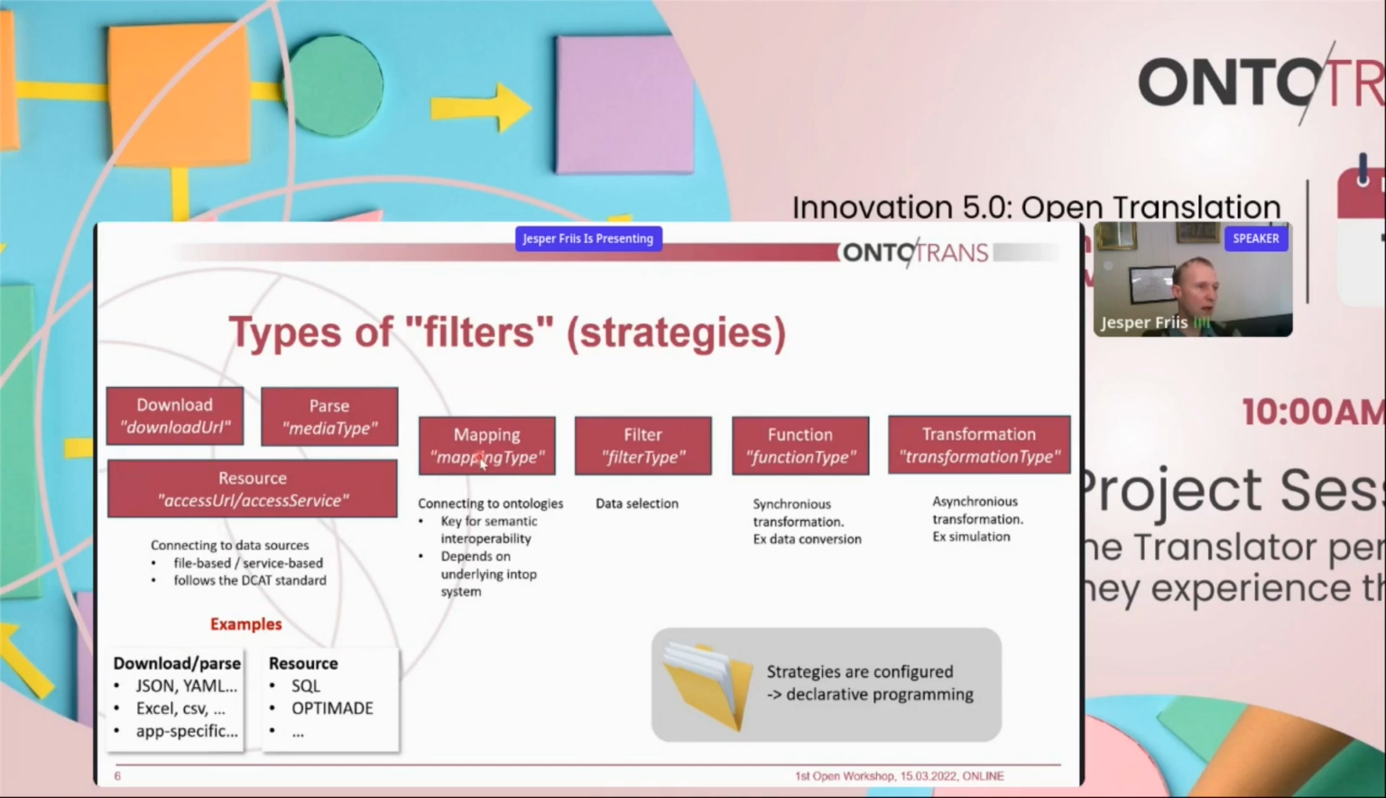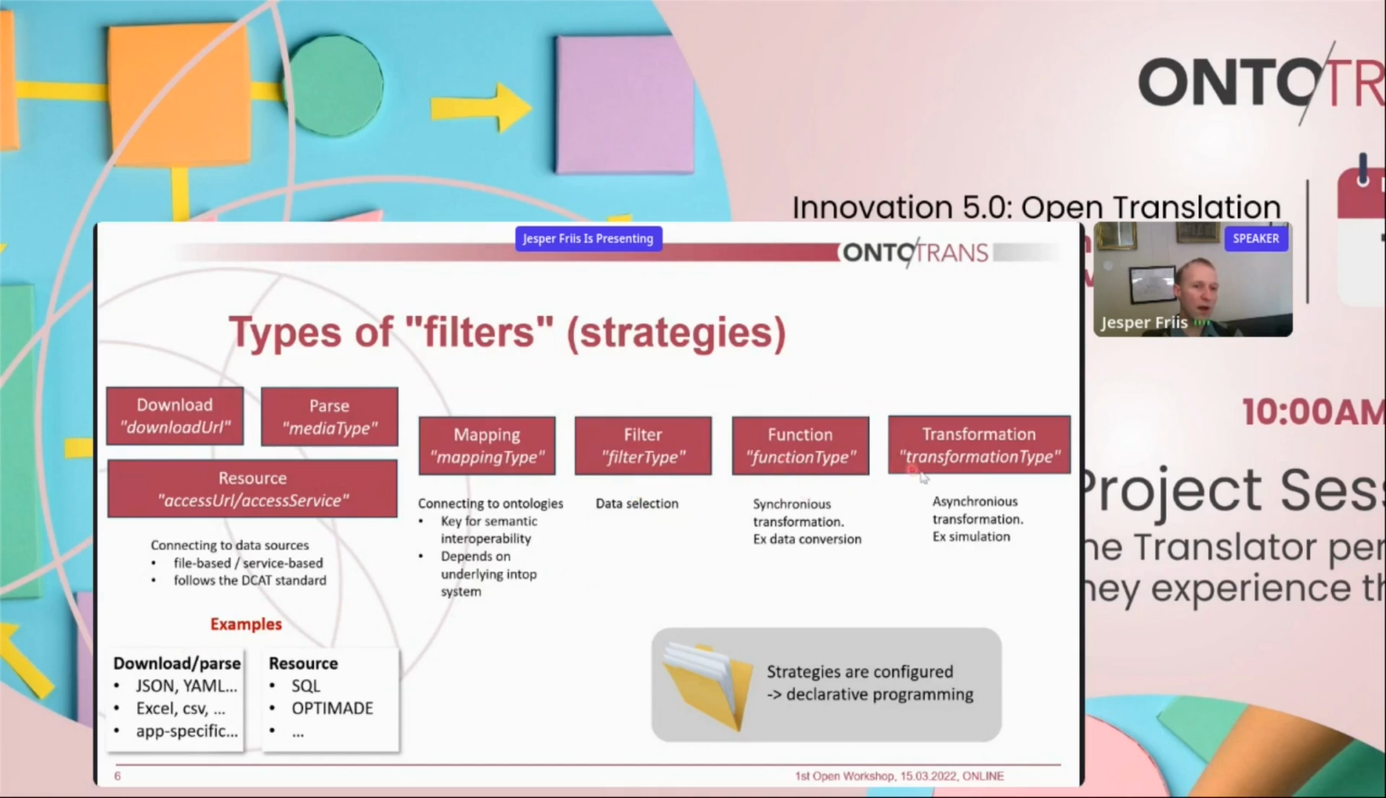There's a mapping filter that allows you to connect to ontologies. It really is a key for semantic interoperability. And as I mentioned, it depends, of course, on an underlying interoperability system. Since the pipe and filter pattern uses the term filter, from here on I will use the term strategy when speaking about these filters, simply not to mix it with the filter. So we now call it the filter strategy, which is a kind of selecting part of the data set.